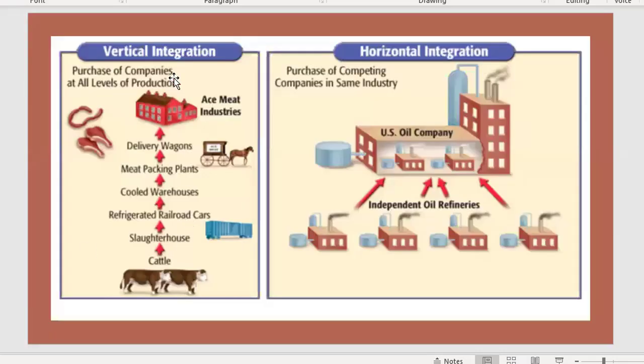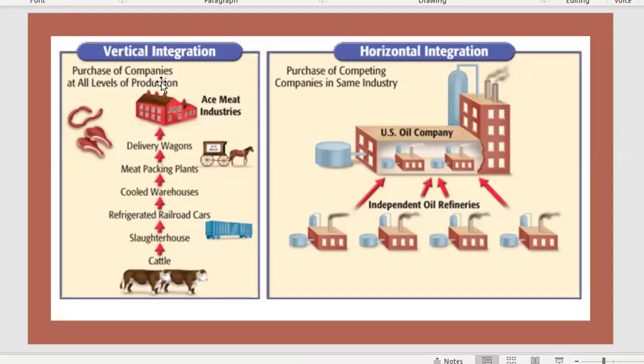All right, so I want to talk about vertical integration and horizontal integration. With vertical integration, what you have is the supply chain being integrated, whether that's through mergers or acquisitions. So, the purchase of companies at all levels of production.